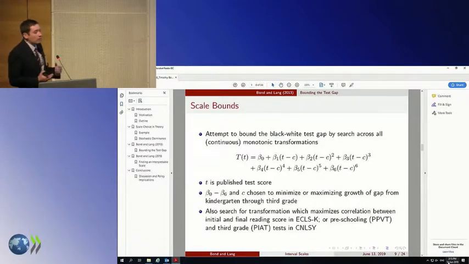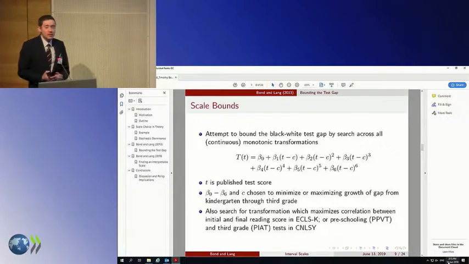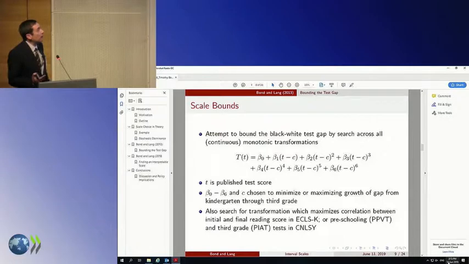So how are we going to start off here? Well, let's just take a step back and say, I don't know what the scale should be. Let's bound what the possible black-white test gap could be by looking across all possible scales. So what we did here is we just searched across a 6-degree polynomial. This is probably more flexible than we needed, where we transform T, the published test score, and capital T is going to be our transformation.